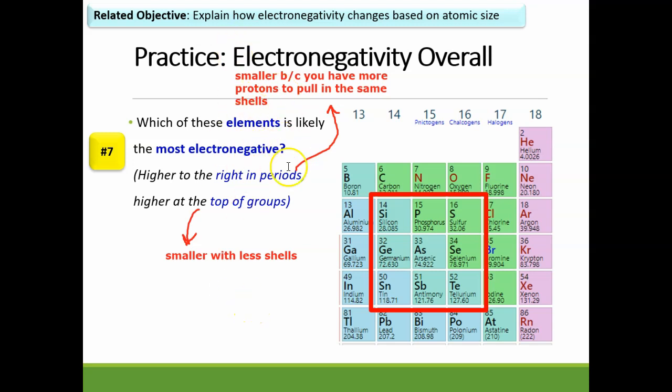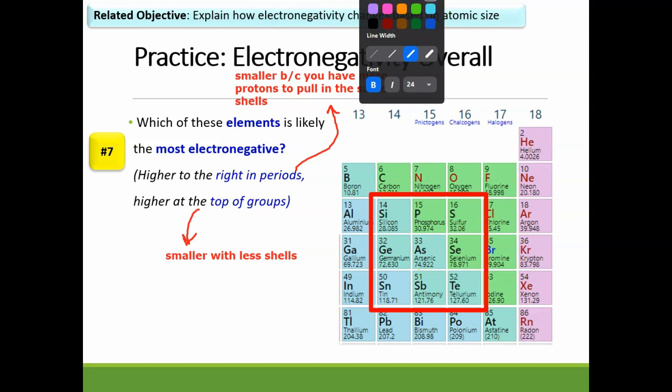So taking a look here, we want to know which of these elements is the most electronegative. The easiest way to do this is to highlight everything that's on the right of a period and everything that's on top of a group. So taking a look here, I'm only taking a look at these 9 elements right here. Let me go ahead and grab a different color here.